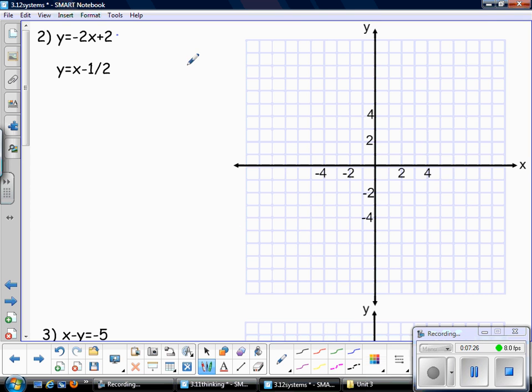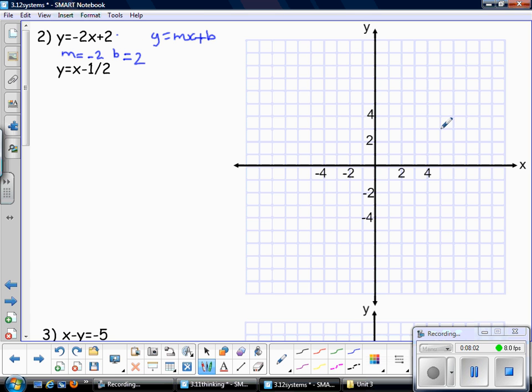Okay, so let's take a look at the next one. So our next one, the first thing we need to do is check: are they in the proper form so I can see how to graph them? Well, it appears that they are. So that's the first step. So are they in the form y equals mx plus b? Yes, they are. Oops, and I was in such a hurry I didn't copy it down correctly.